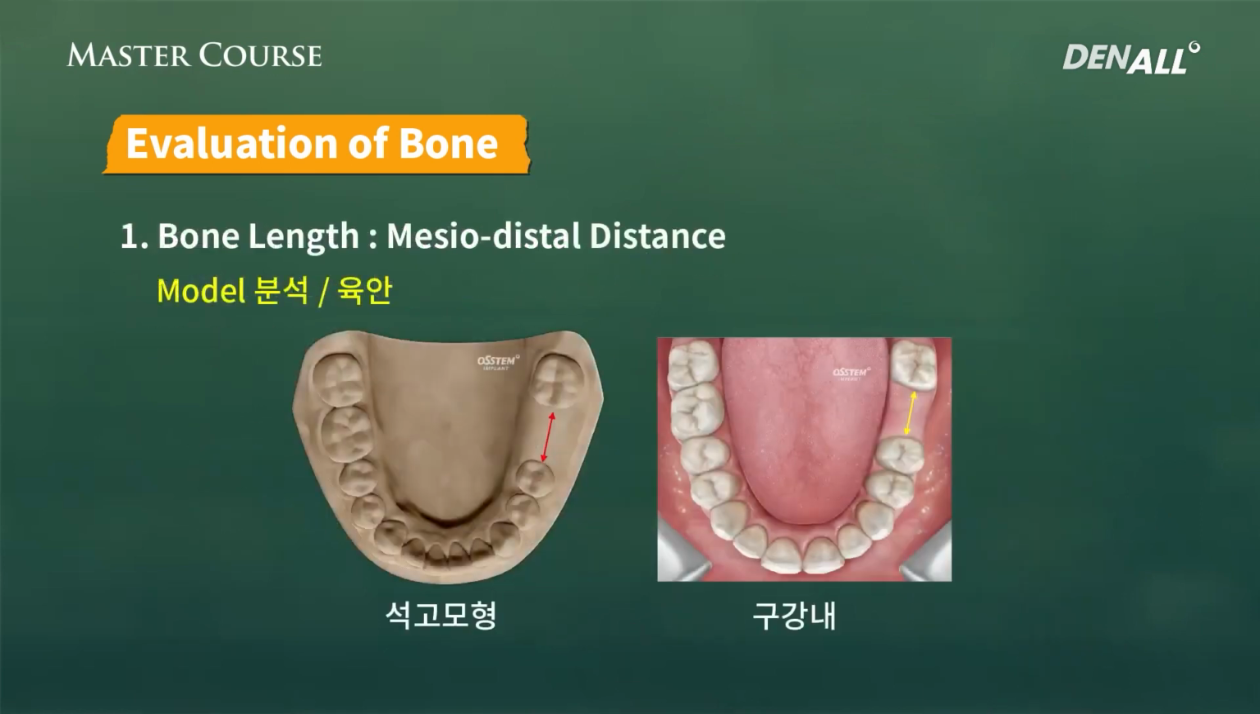Bone evaluation. Let's take a closer look. First is bone length, mesiodistal distance. You can use a plaster model or within the patient's mouth, and you can check using vernier calipers.